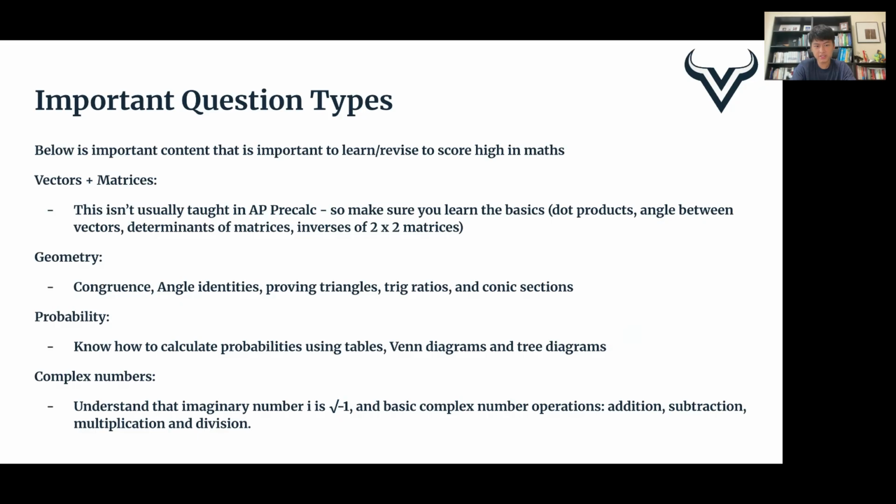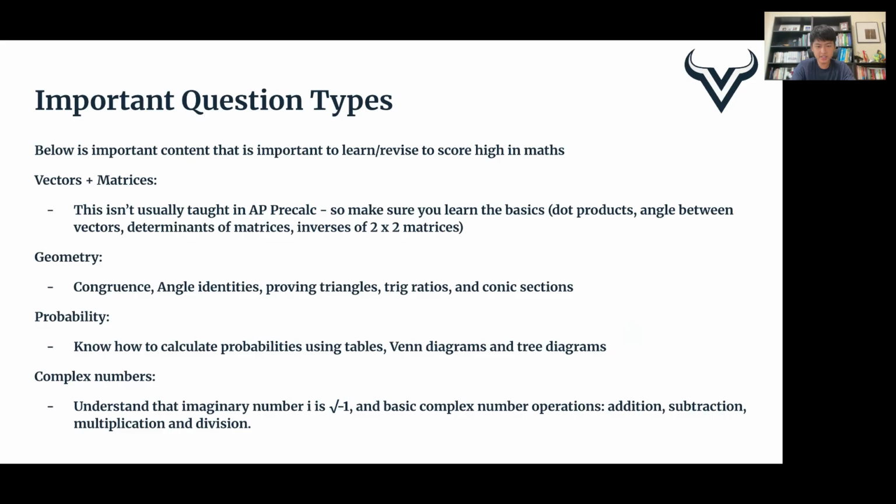We start with vectors and matrices. This isn't usually taught in AP Pre-Cal, so make sure you learn the basics, which involve dot products, angle between vectors, determinants of matrices, inverses of 2 times 2 matrices. Geometry, this involves congruence, angle identities, proving triangles, trig ratios, and conic sections.